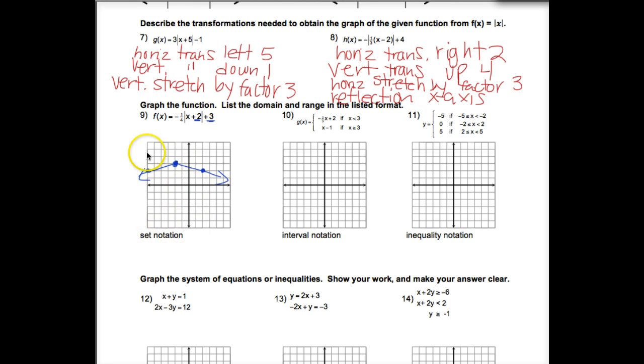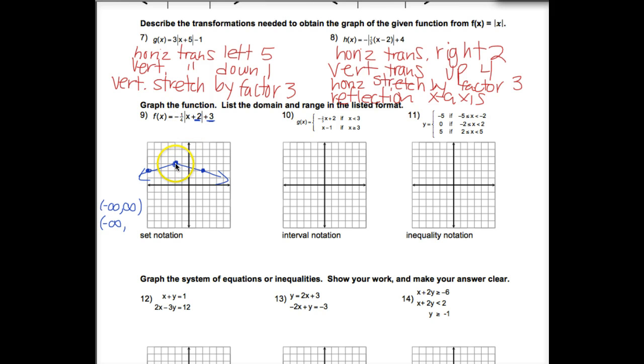When I'm looking at domain and range, again, it tells you what notation to use here, but you have to know all of them. I usually do interval first, so as I look to the left, I see an arrow going to the left, so it goes on forever. As I look to the right, I've got an arrow going on forever there. On my range, as I look down, these arrows, although they're going down slowly, they are going down, so it goes down to negative infinity. As I look up, there aren't any arrows pointing up.